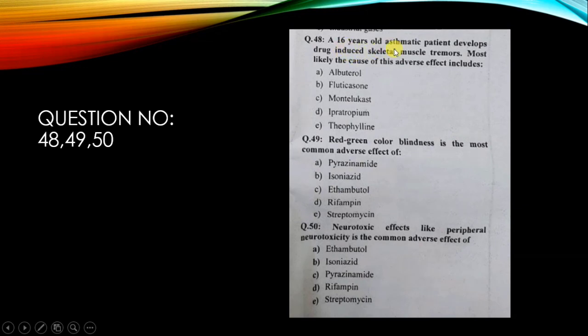Question number 48 says a 16-year-old asthmatic patient develops drug-induced skeletal muscle tremors. Most likely the cause of this adverse effect includes albuterol, fluticasone, montelukast, ipratropium, or theophylline. Muscle tremors and seizures are basically side effects of beta agonists, which include albuterol.